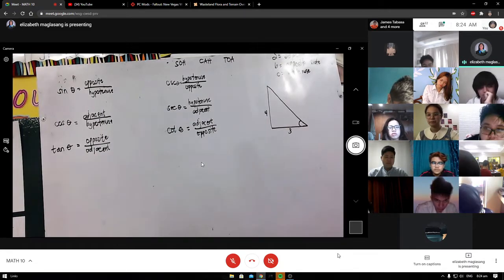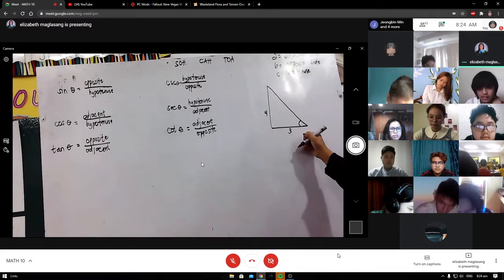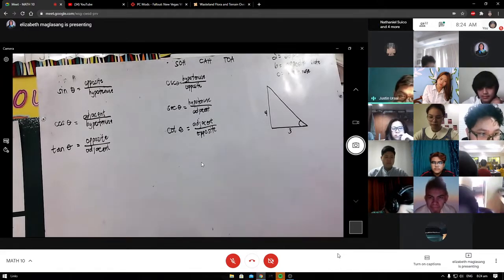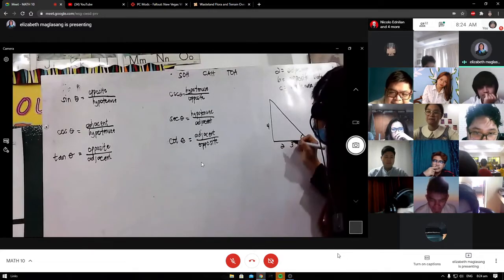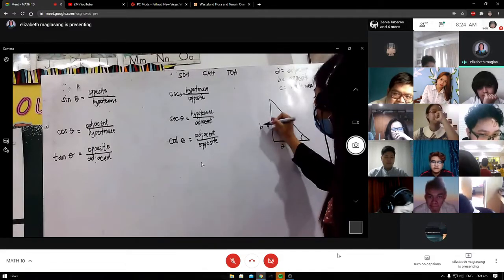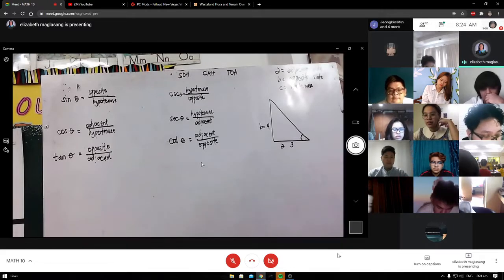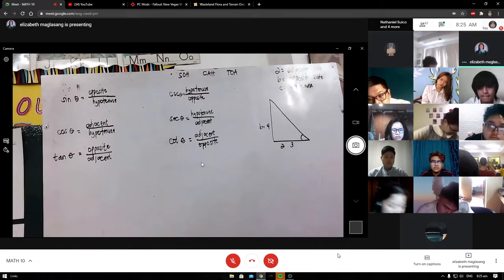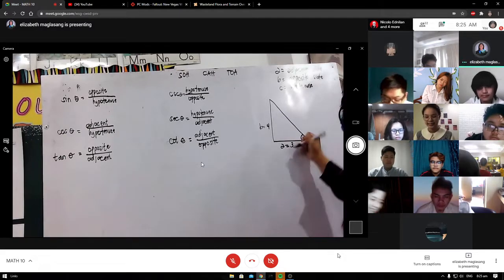Okay, if you have this given angle, class, the theta is here. This side is letter A, adjacent. This one is adjacent or letter A. This one is opposite, letter B. Do we have a complete three sides of a triangle, grade 10? No, miss. So we are going to find the side C or the hypotenuse.